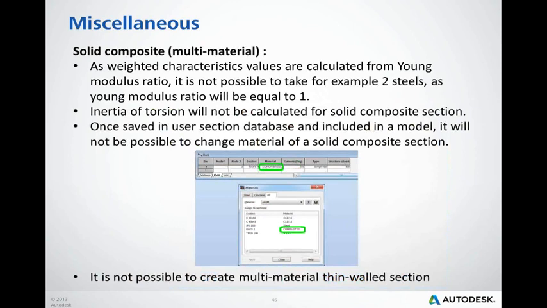Some hints for composite sections. As weighted characteristic values are calculated from the Young modulus ratio, it's not possible to take, for example, two steel materials, as the Young modulus ratio will be equal to 1. Inertia of torsion will not be calculated for solid composite sections. Once saved in the user database and included in the model, it will not be possible to change the material of a solid composite section. It is not possible to create multi-material thin wall sections.